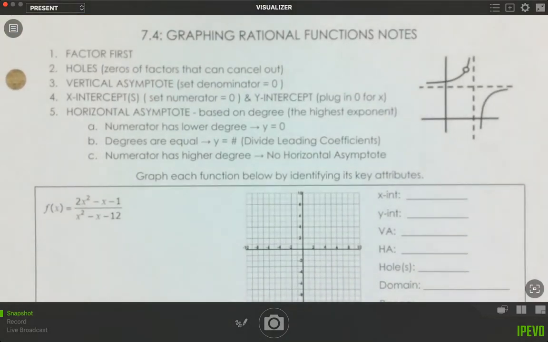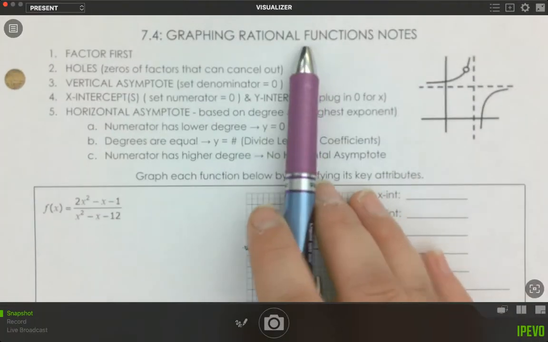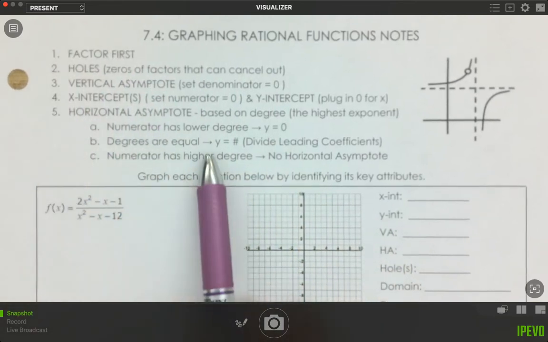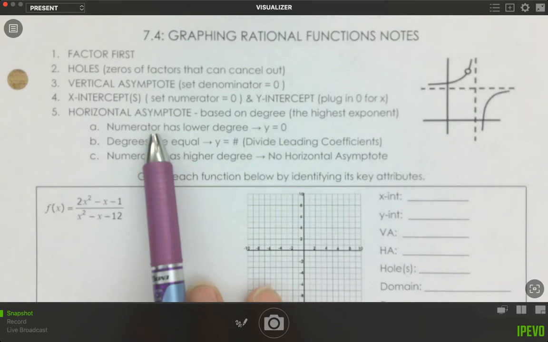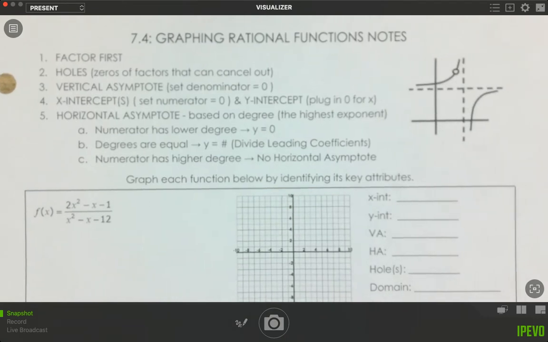Welcome to the 7.4 notes. This one's going to be a little bit longer just because there's a lot of pieces going on. What we're going to be talking about is the graph of a rational function. Before we get into all of this, I just want to say these are the rules. You're going to want to look back at this section at some point in time. I tried to keep it as simplified as I can, but rational graphs have a lot of pieces going on.